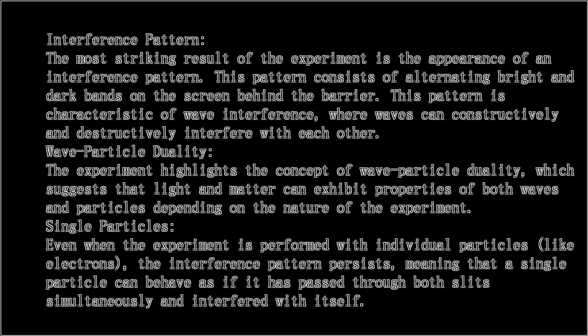Wave-particle duality: the experiment highlights the concept of wave-particle duality, which suggests that light and matter can exhibit properties of both waves and particles depending on the nature of the experiment. Single particles: even when the experiment is performed with individual particles, like electrons, the interference pattern persists, meaning that a single particle can behave as if it has passed through both slits simultaneously and interfered with itself.